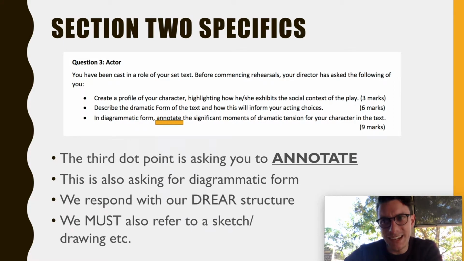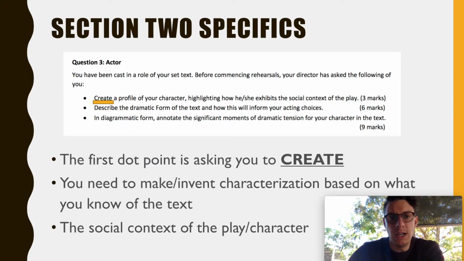Now, annotate doesn't sound too difficult, but you always need to look at the marks that are associated with it. So we can see that the top one is 3, the middle one is 6, the bottom one is 9. So when we think of annotations, we think that they're simple add-ons, not for 9 marks. For 9 marks, they're asking you to do much, much more. So if we go back, create a profile of the character. We're inventing something. We're being imaginative, we're making creative choices, we're creating a profile for a character. And again, you need to highlight other words in there, but we're just talking about the verbs now.